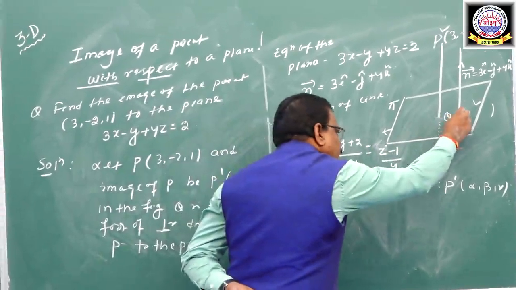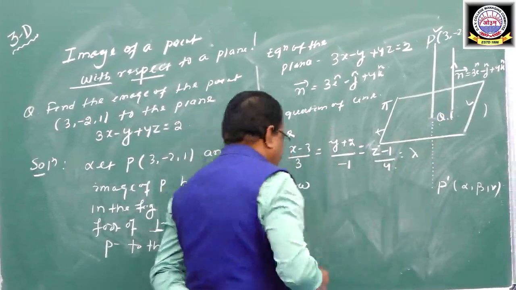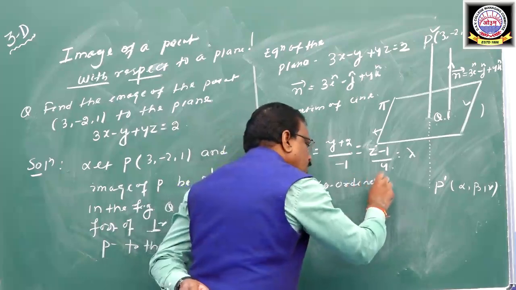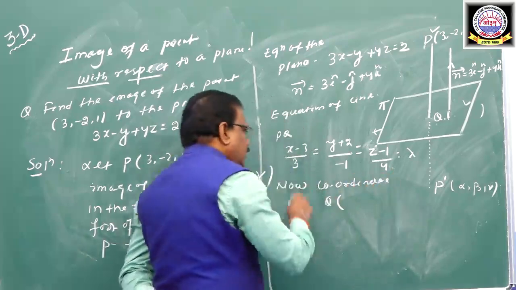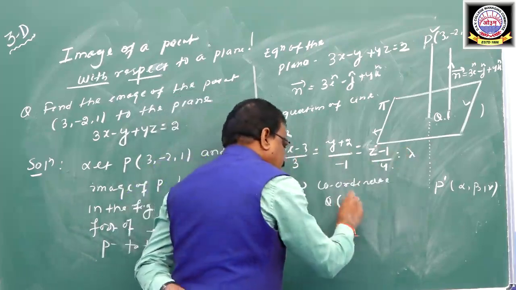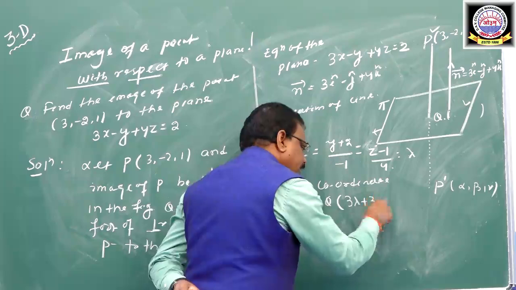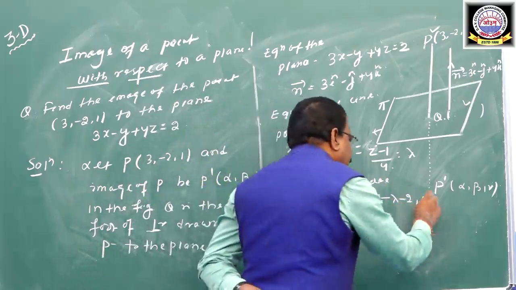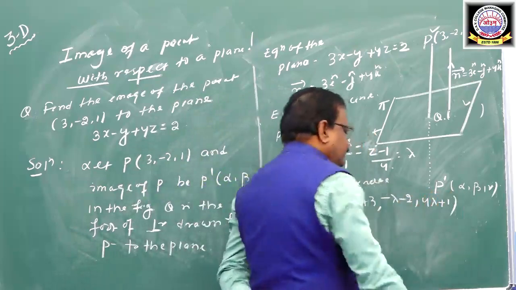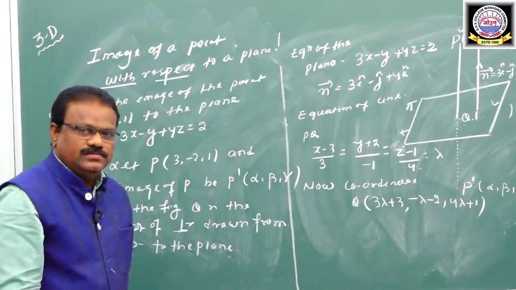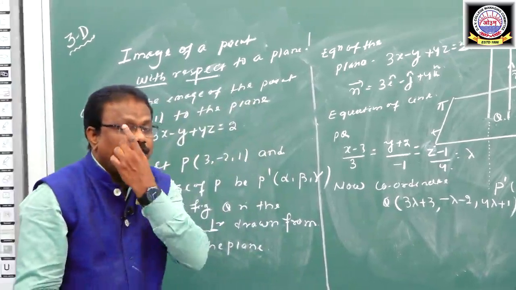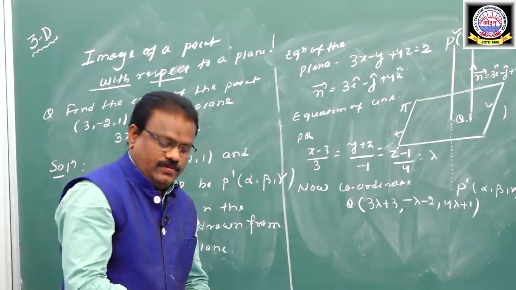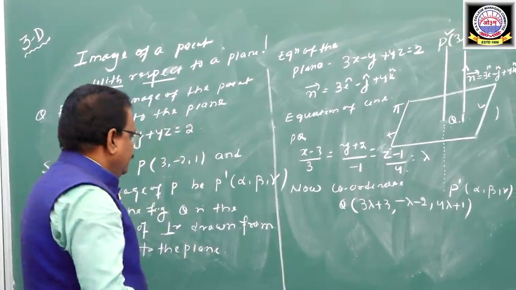Let us come to the coordinate of the point Q. Let the ratio be lambda. Now the coordinate of Q: 3 lambda plus 3, then minus lambda minus 2, correct, then 4 lambda plus 1. That is the point Q. Now we are going to find the point of intersection between the line and the plane.